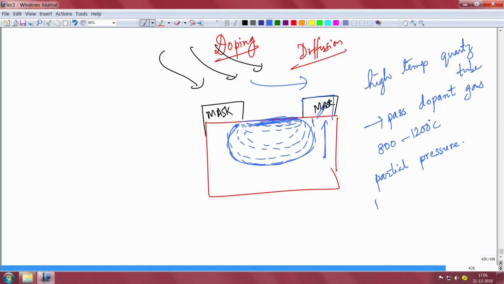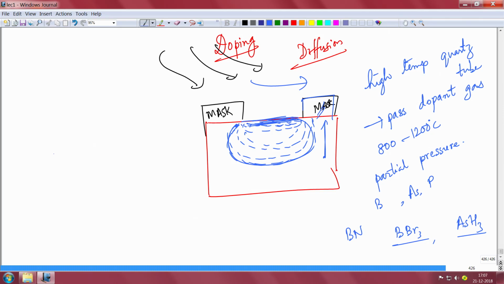Typically, you will use boron for p type and arsenic or phosphorus for n type doping. So you can have dopant sources. Dopant sources can be solid state sources, liquid sources or gaseous sources, like you can use boron nitride as a solid source dopant, you can use BBr3, boron tribromide, as a liquid source, or you can use arsine for example as a gas source. There can be many sources of doping, but you have to flow the dopant vapor at a very high temperature so that it will diffuse in.